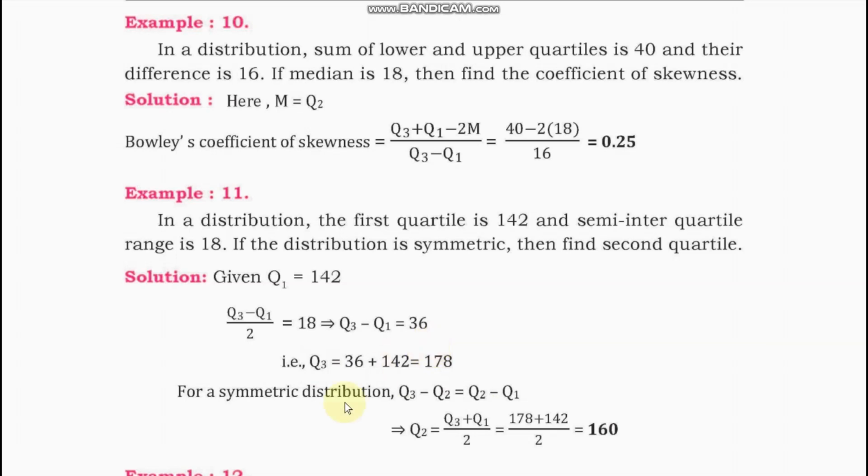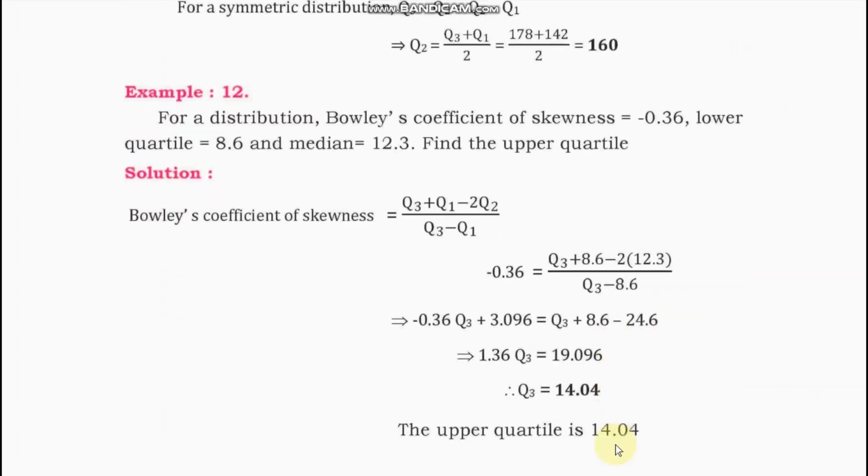Now for a symmetric distribution, the condition is that the distance between the quartiles must be equal. So Q3 minus Q2 is equal to Q2 minus Q1. So we have to find the Q2 here. We don't know the Q2 value. So Q2 is equal to (Q3 plus Q1) divided by 2. That is (178 plus 142) divided by 2. Q2 is nothing but the mean of the first quartile and the third quartile. So 320 divided by 2, that is 160. Okay.